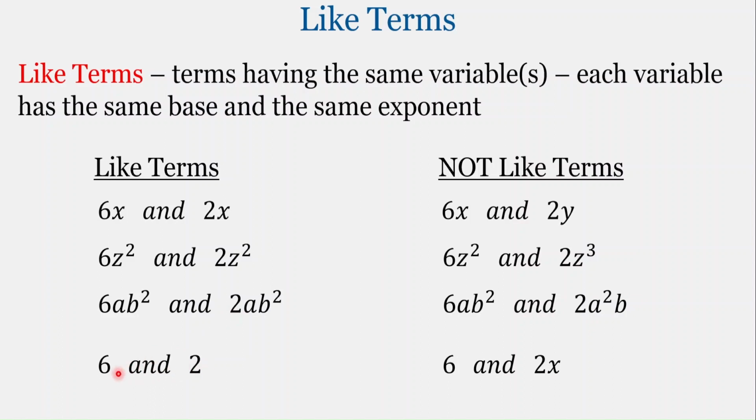Now just a reminder, if there are no variables and we just have constants, numbers like 6 and 2, these are like terms. Whereas something like 6 and 2x, this second term has the variable x raised to the first power, but the first term did not have any variables. These are not like terms. This is what we were mostly looking at in the previous lesson. And like terms can be combined with addition and subtraction. So we can add or subtract like terms.